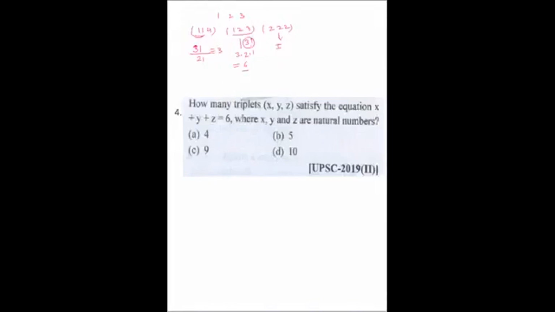So total number will be 6 plus 3 plus 1, that is 10. So answer is D. For a sports meet, a winner stand comprising 3 wooden blocks is in the following form. So these 3 blocks are there.